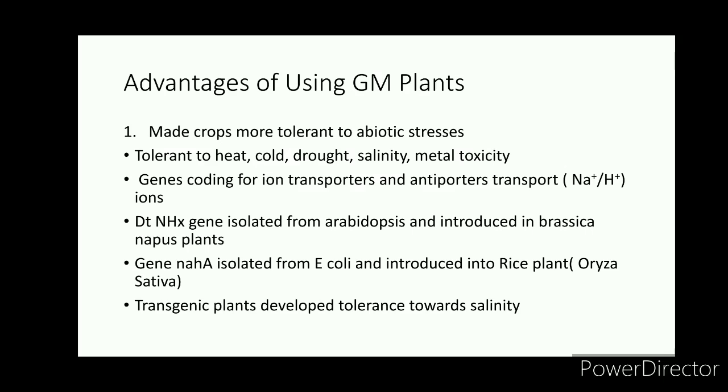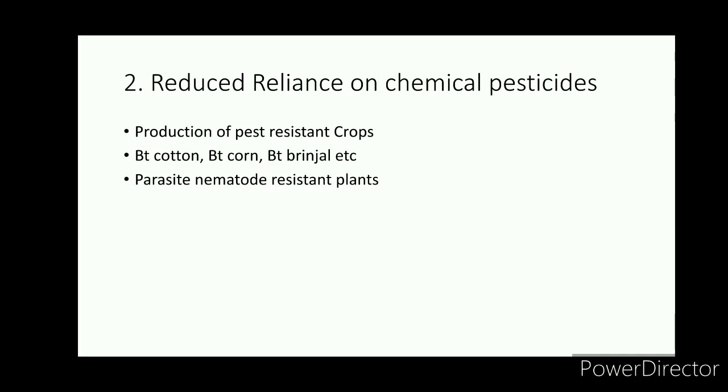Let us see another advantage of GM plants, that is reduced reliance on chemical pesticides. What it means, how the reliance on chemical pesticides is reduced by using the GM crops or genetically modified plants. Usually, in order to meet the high demand for food production based on agrochemical based agriculture, which involves the usage of fertilizers and chemical pesticides and insecticides, it is increasing the yield, right?